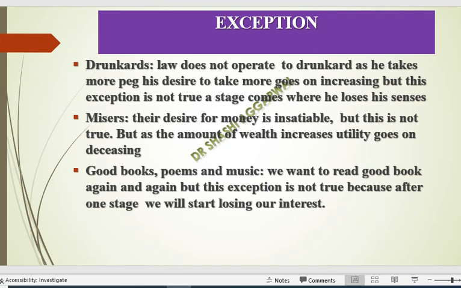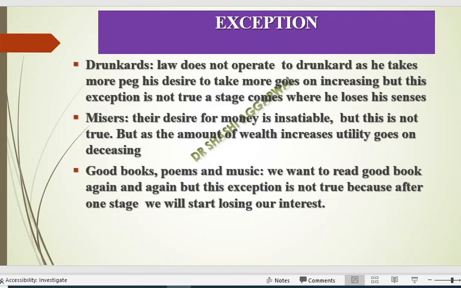Miser. Their desire for money is never satisfiable as they want to have more money. But this exception is also not true because when they are having more money and gold, their desire for food items also increases. Good book, poem, and music.